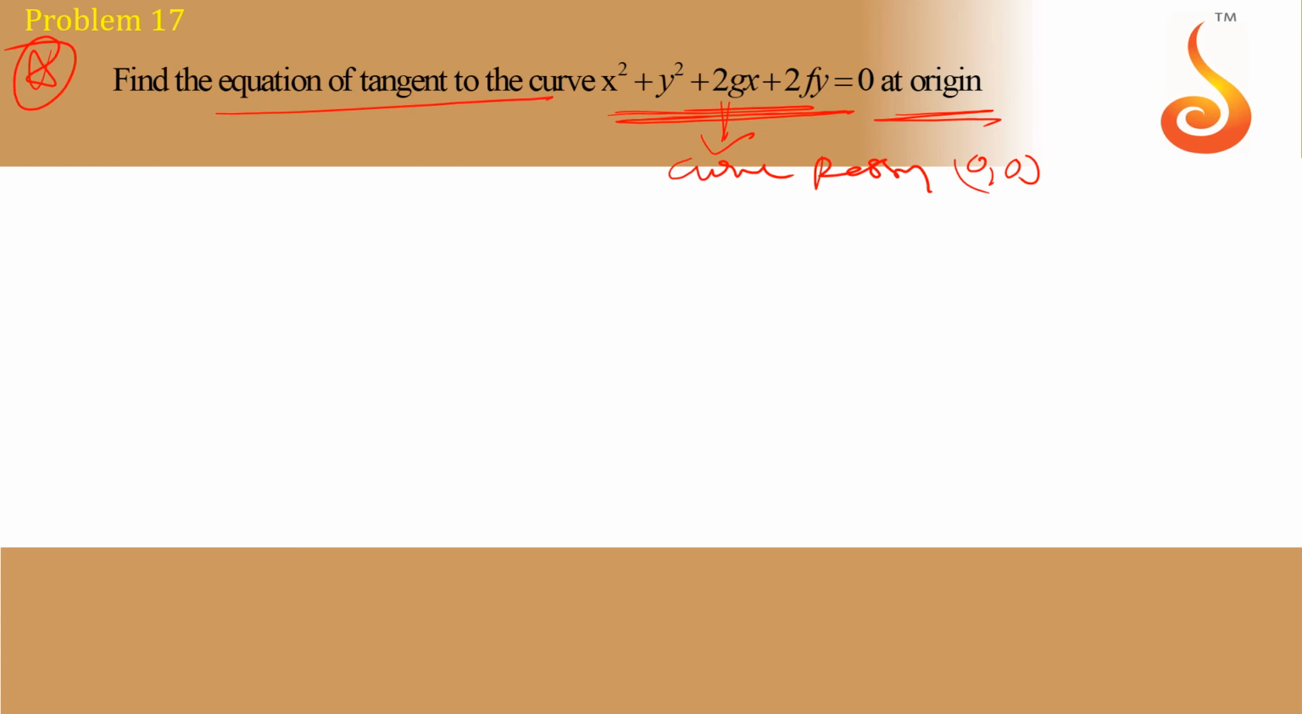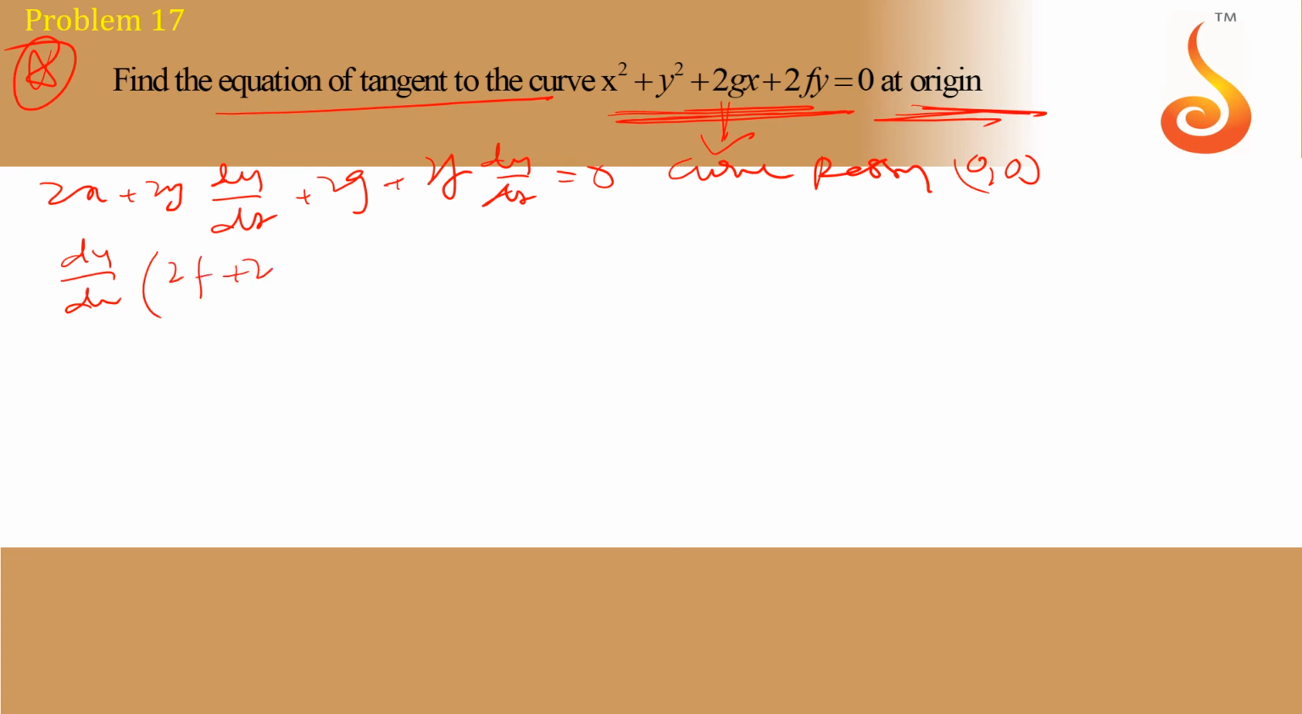And I want the equation of tangent at origin. Then you know how to find the derivative: 2x plus 2y dy by dx plus 2g plus 2f dy by dx equal to 0. At origin, if you substitute and take dy by dx common, 2g plus 2f plus 2y equal to minus of 2x plus 2g.